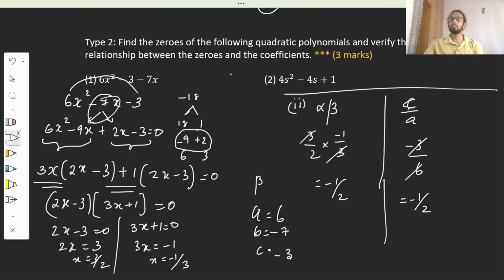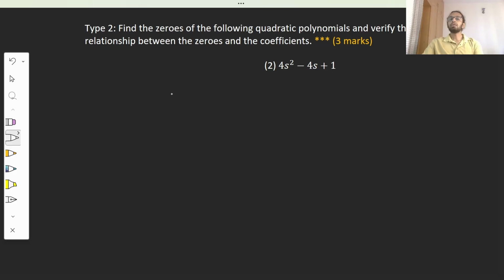To make concepts much better, let us do one more problem from this, which is 4s square minus 4s plus 1. So when we take the case of 4s square minus 4s plus 1, first step is to check whether they are in order. Of course, they are in order, so we can just proceed.